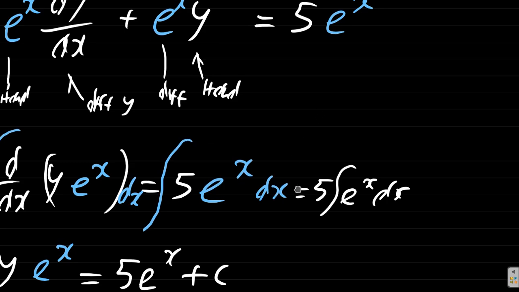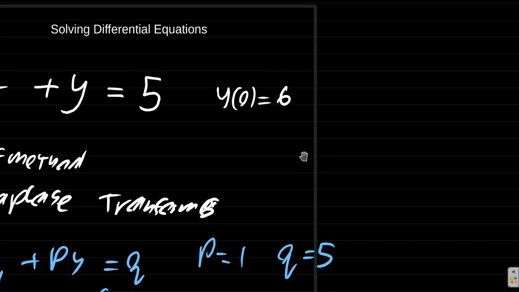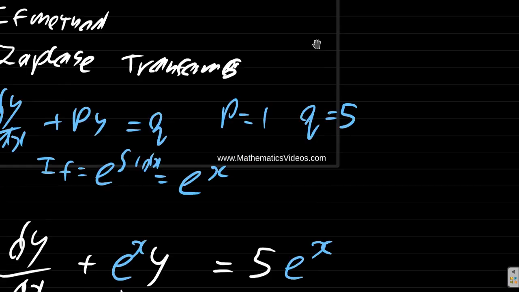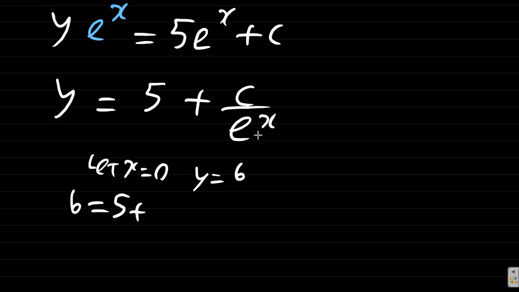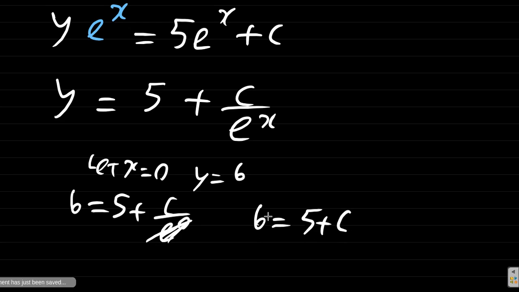Now, initial conditions, we had said y of 0 is equal to 6. That means when x is 0, y is 6. So we're going to let x be equal to 0 and y be equal to 6 to find c. So 6 is equal to 5 plus, remember, x is 0, so it's c over e to the 0, which is 1. This amounts to 1. So 6 is equal to 5 plus c. So when we subtract, c is equal to 1.